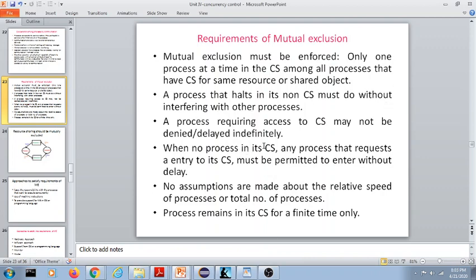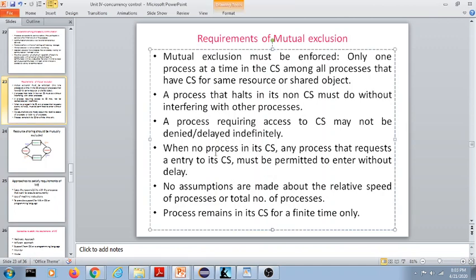When no process is in its critical section, any process that requests to enter its critical section must be permitted without any delay. No assumptions are made: whenever this mutual exclusion algorithm is implemented, there should not be any assumptions about the relative speeds of the processes or the total number of other processes. So there should be complete fairness. Fairness, as we know, is one of the important things for mutual exclusion.